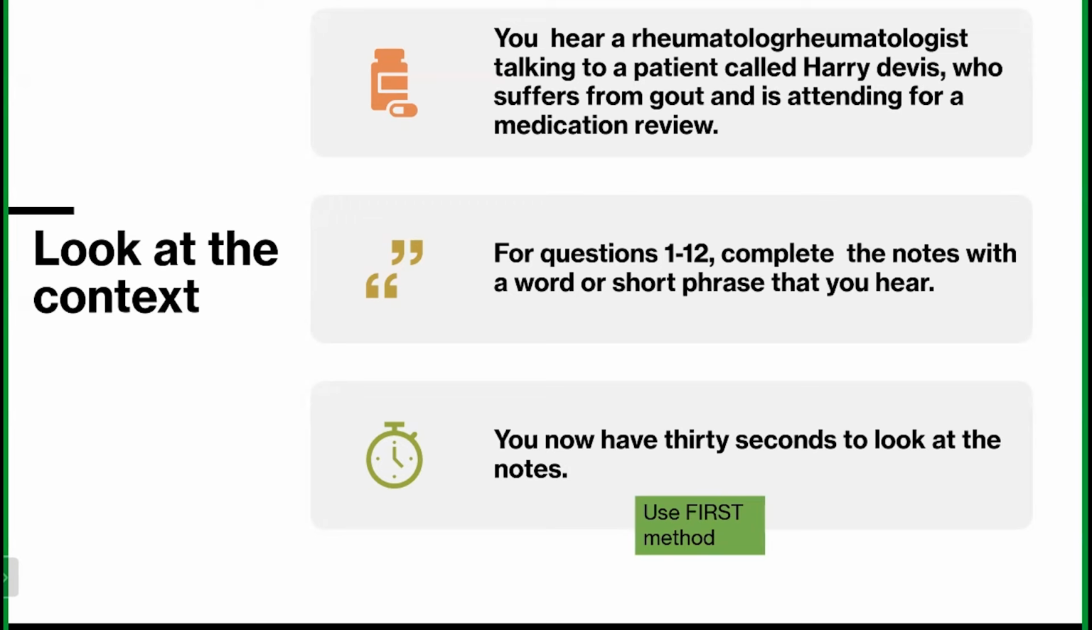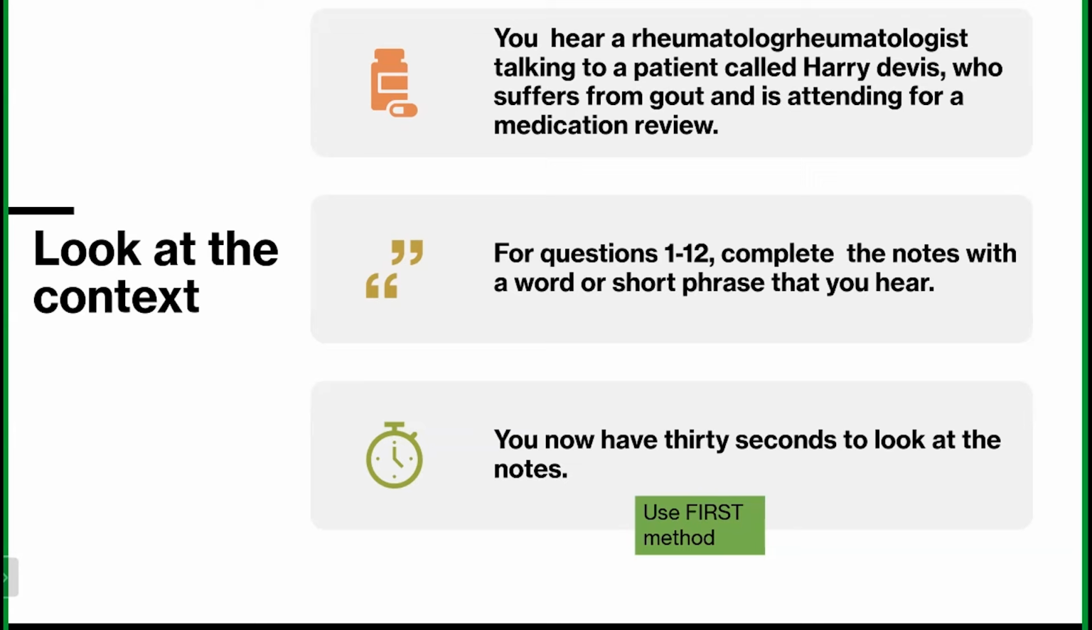After this context you will have questions 1 to 12. Complete the notes with a word or short phrase that you hear. This is the instruction for you. In all the exams, they will read this for questions 1 to 12. You will complete the notes with a short answer or short phrase. And also, now you have 30 seconds to look at the notes. This instruction is the same for every audio.